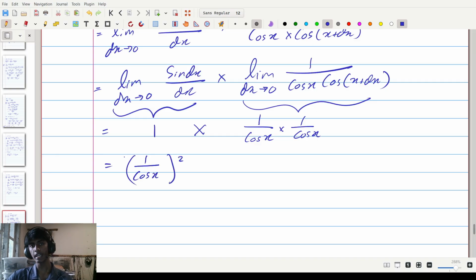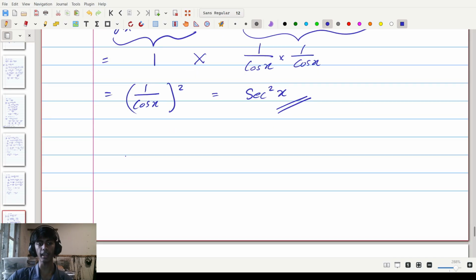We have a special name for this function. 1 divided by cosine of x is called the secant of x. Recall this video over here. So here what we have is the secant of x squared. So what we have is the secant squared of x. My apologies, not theta, x. So as a final result, the derivative of the tangent of x with respect to x is equal to the secant squared of x, hence proven.